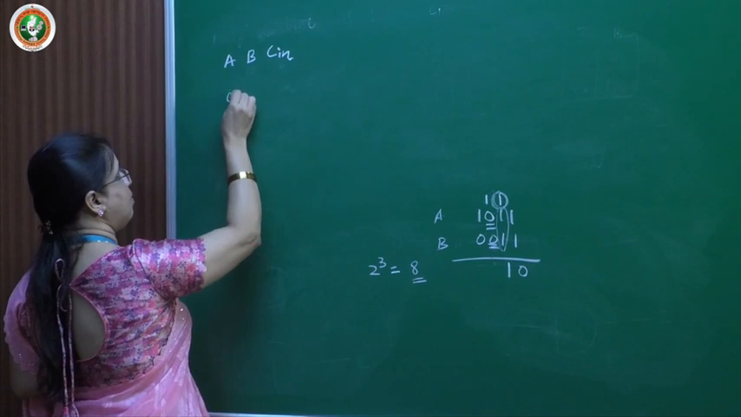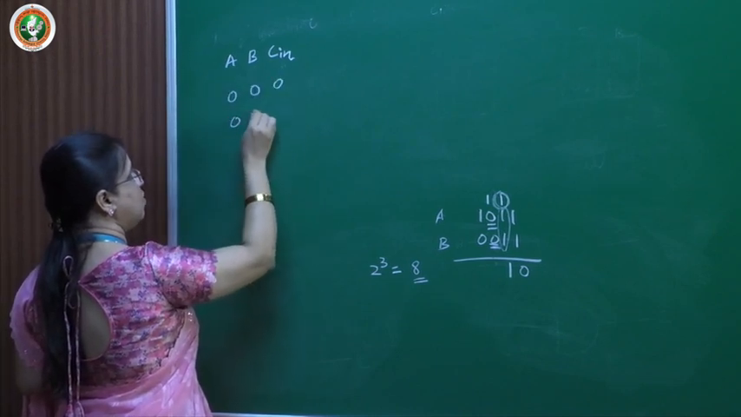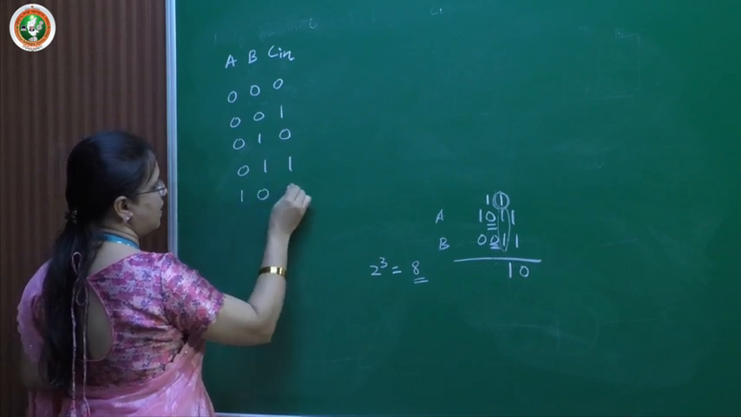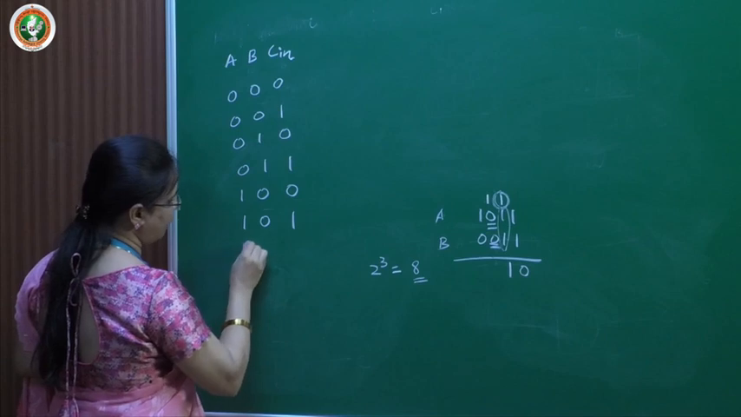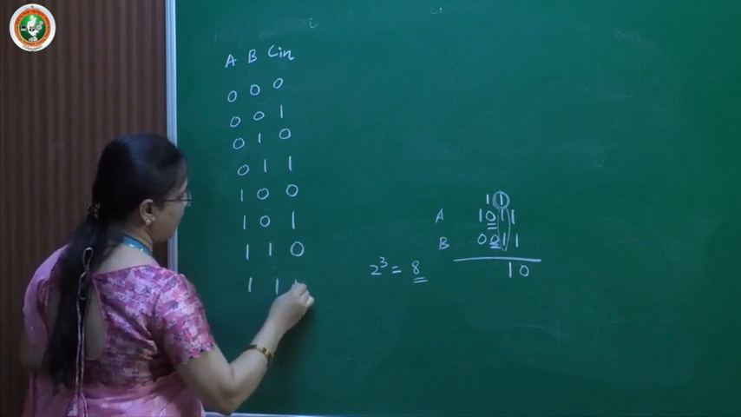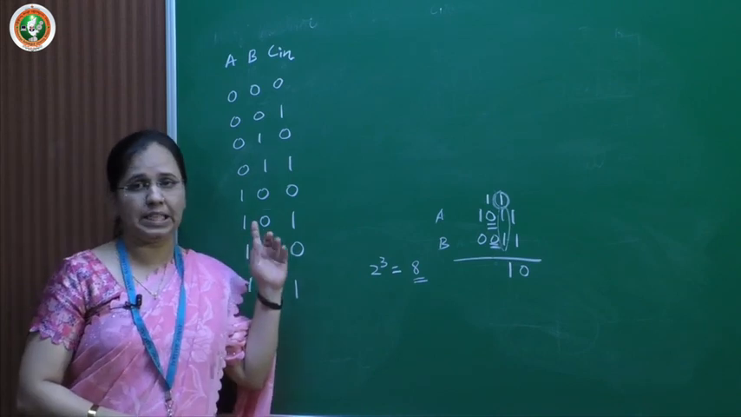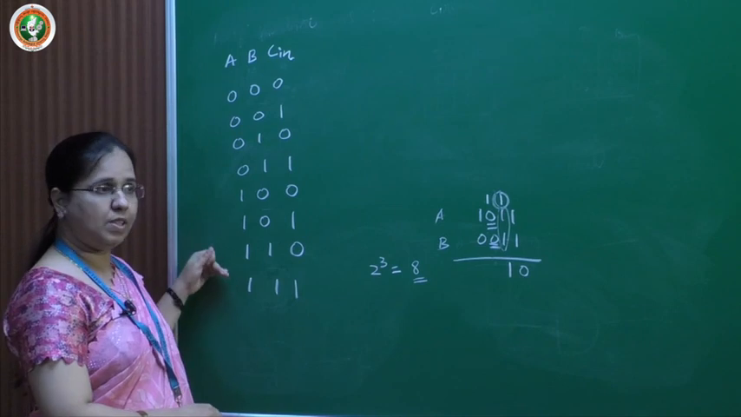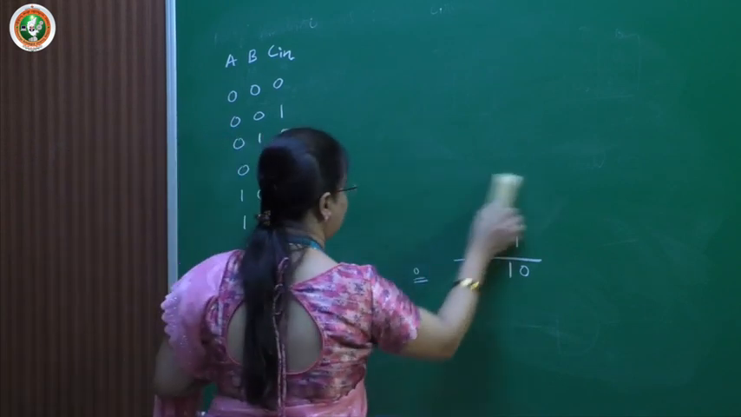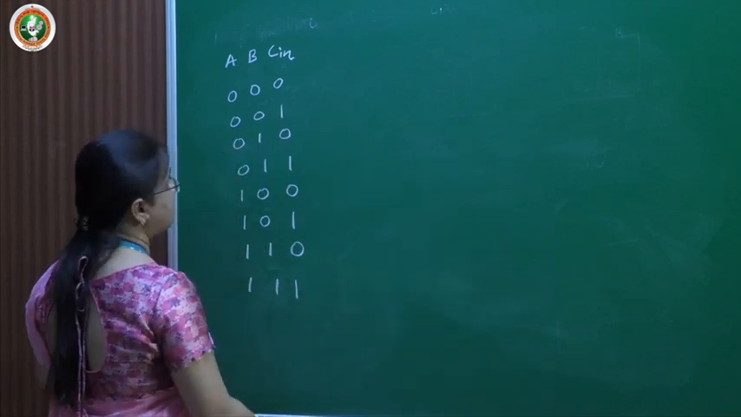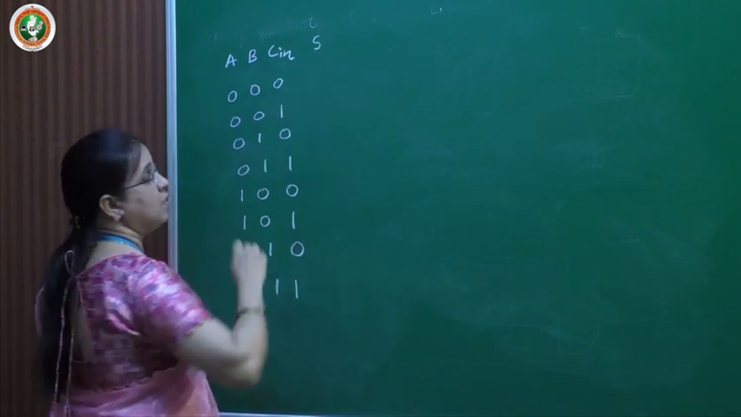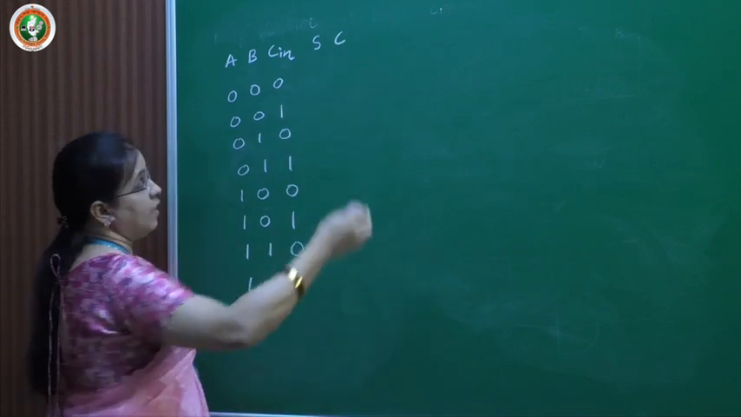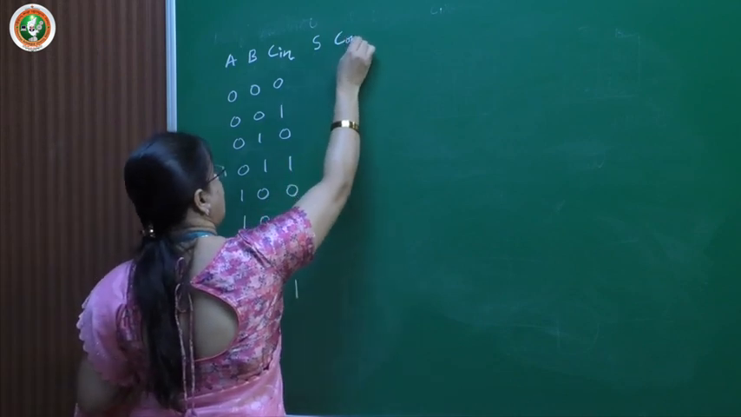Okay. So, let us fill the 8 combinations of values: 0 0 0, 0 0 1, 0 1 0, 0 1 1, 1 0 0, 1 0 1, 1 1 0, 1 1 1. I hope you are already familiar with how we are going to get these combinations of values. Obviously, they are the binary equivalent of the numbers from 0 to 7. Let us now try to fill the output variables. The output variables will be again 2, sum and carry. So, if I take sum as S and carry as C, there might be a confusion. So, I am going to take it as carry out.